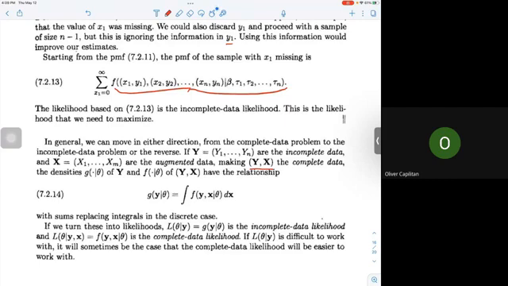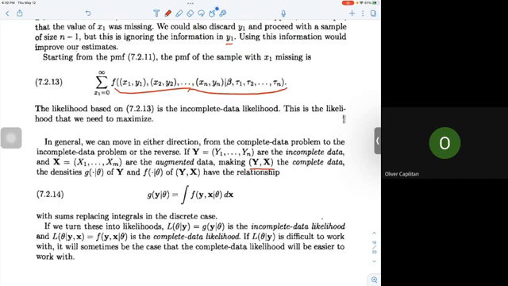We have this relationship now in 7.2.14, and replacing the sum. Now we can replace the integral by sums if we have a discrete case. So if we turn this into likelihoods, so the likelihood of our parameter theta given y would be equal to this PDF g of y given theta. This is for the incomplete data likelihood.